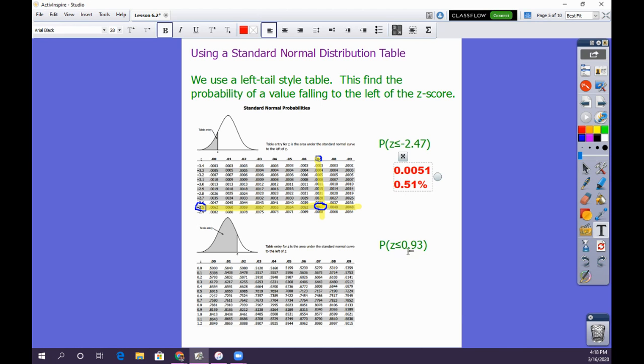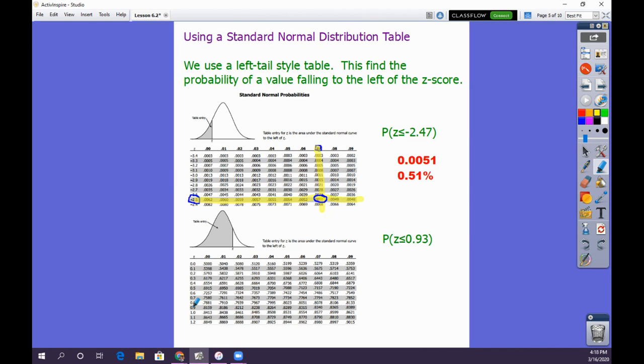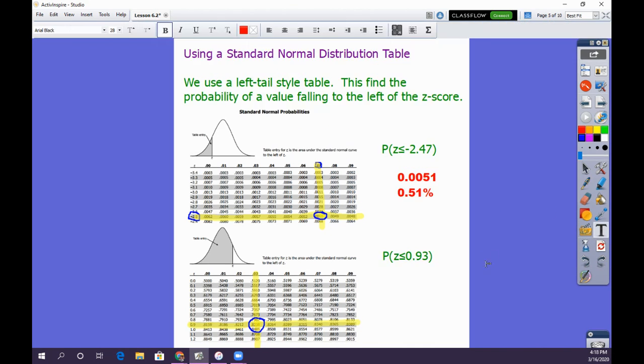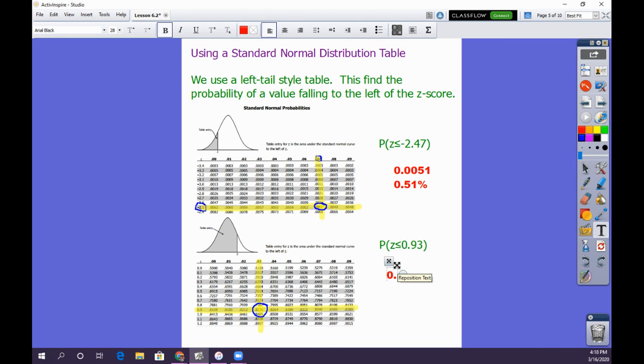Likewise, notice that was negative, so make sure you're on the negative side. Here I have a positive 0.93. So I'm going to look for positive 0.9, which is this row right here. Then to get this hundredth, this 3, I come up to the 3 on the top. It's this column. So once again, it's right here. It's this 0.8238. So that probability is 0.8238 or 82.38%.